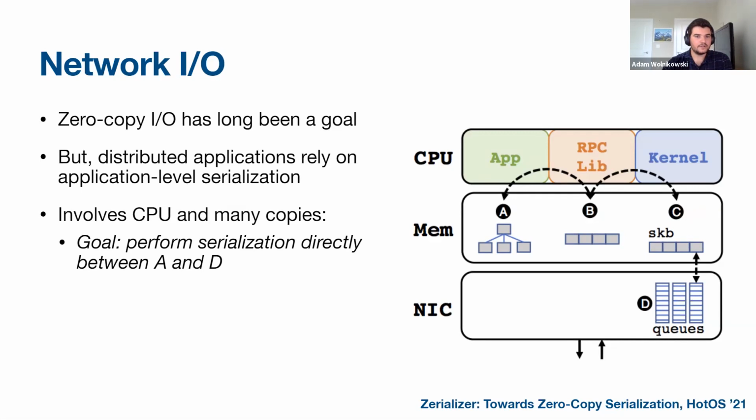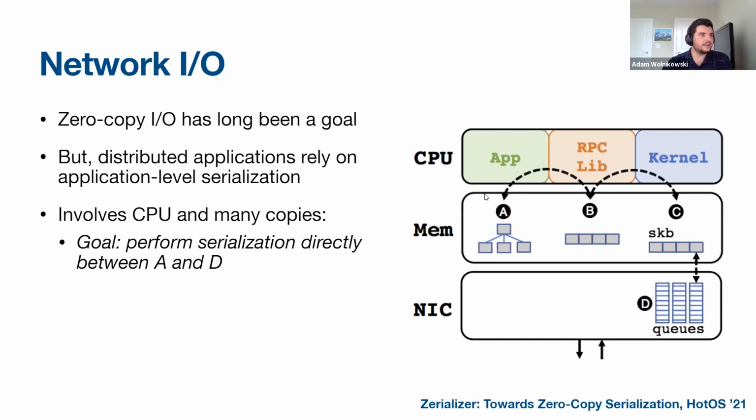For a while in the field, of course, zero-copy I/O has been a goal. Unfortunately, fortunately for some applications, but unfortunately for the networking people, distributed applications are on the rise, and there's a trend towards more distributed systems, more microservices, and generally distributing large services as much as possible. These services rely very heavily on application level serialization. The reason that's unfortunate for the networking side of things is that application level serialization entirely obviates all the benefits that we put into zero-copy I/O.